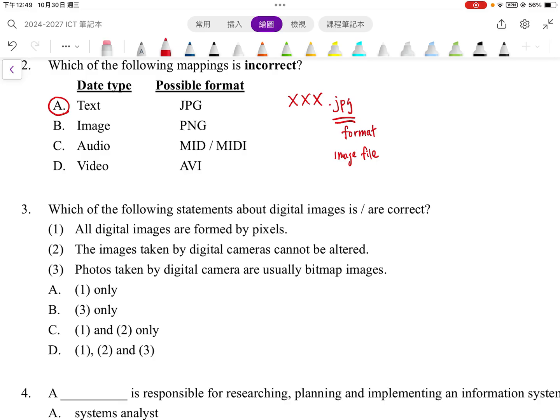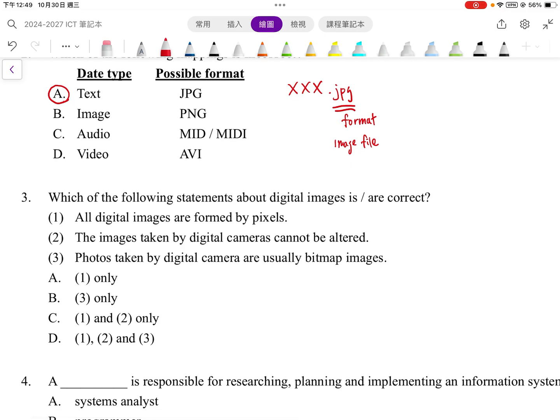So going to question 3, which of the following statements about digital images is or are correct? So first one, all digital images are formed by pixels, which is wrong. Because in your textbook, if you have the textbook, we can go to page 11. So you'll see that images are not only in the bitmap form, but we also have the vector form. So in vector form, we do not have the pixels, but we have the lines, we have the curves, we have the circles, and so on and so forth. So 1 is wrong.